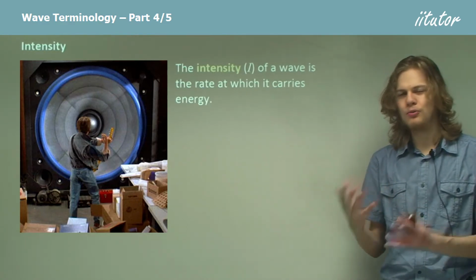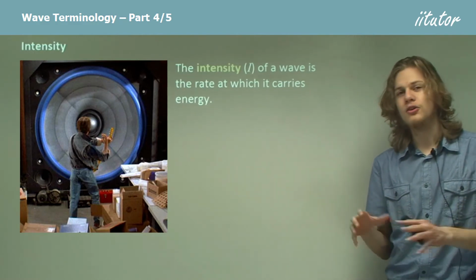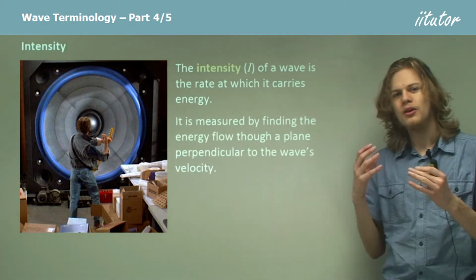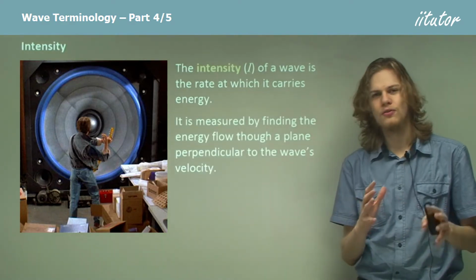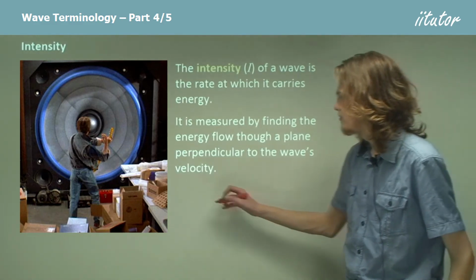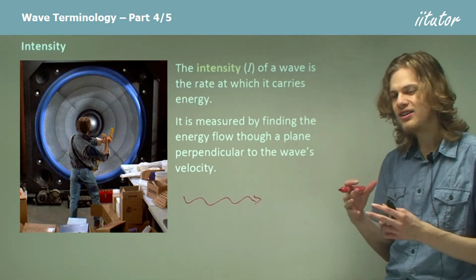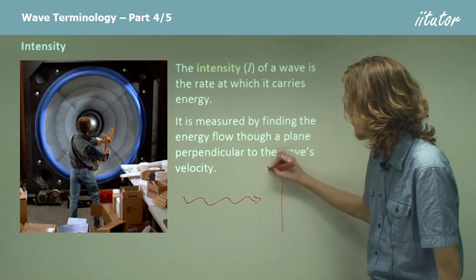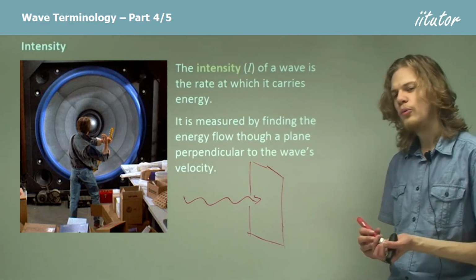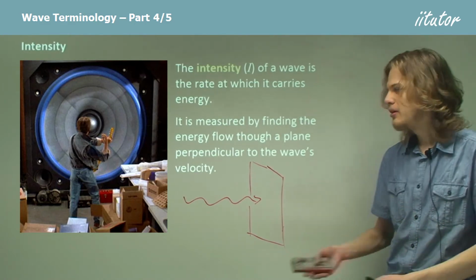The intensity of a wave is a measure of how much energy it carries. So for a sound wave, for example, very loud sounds will have a high intensity. Very soft sounds will have a low intensity. So it's measured by finding the energy flow through a plane perpendicular to the velocity. Now, what does this mean? It means that if we have a wave traveling left to right, then we're measuring how much energy it brings through a little square plane like that. So we're going to be measuring this in the amount of energy it brings over time per square meter.